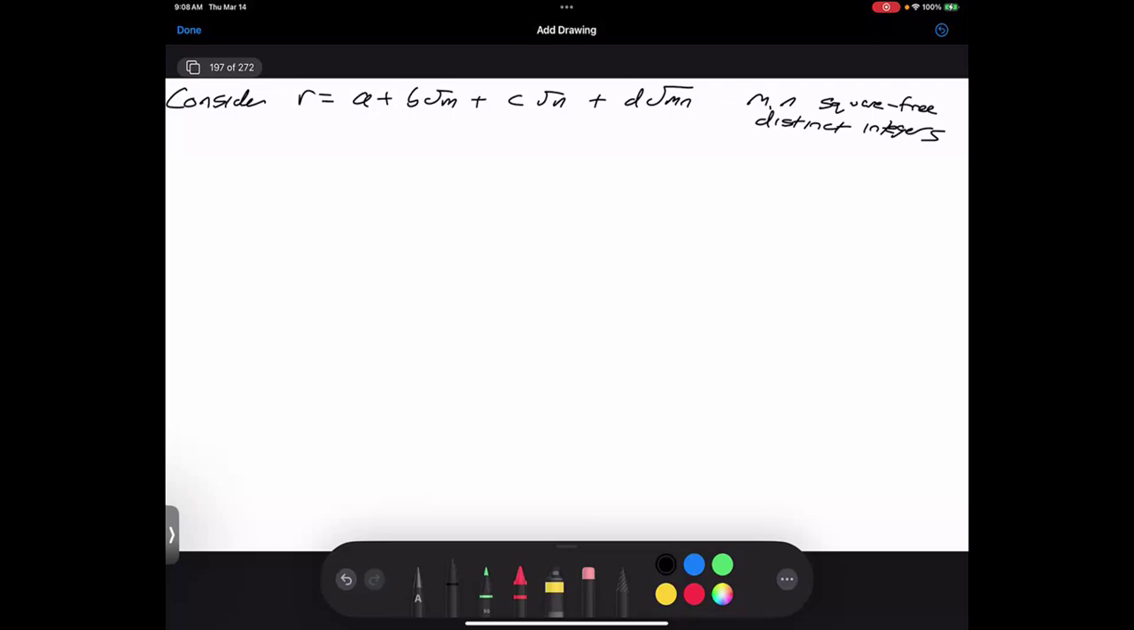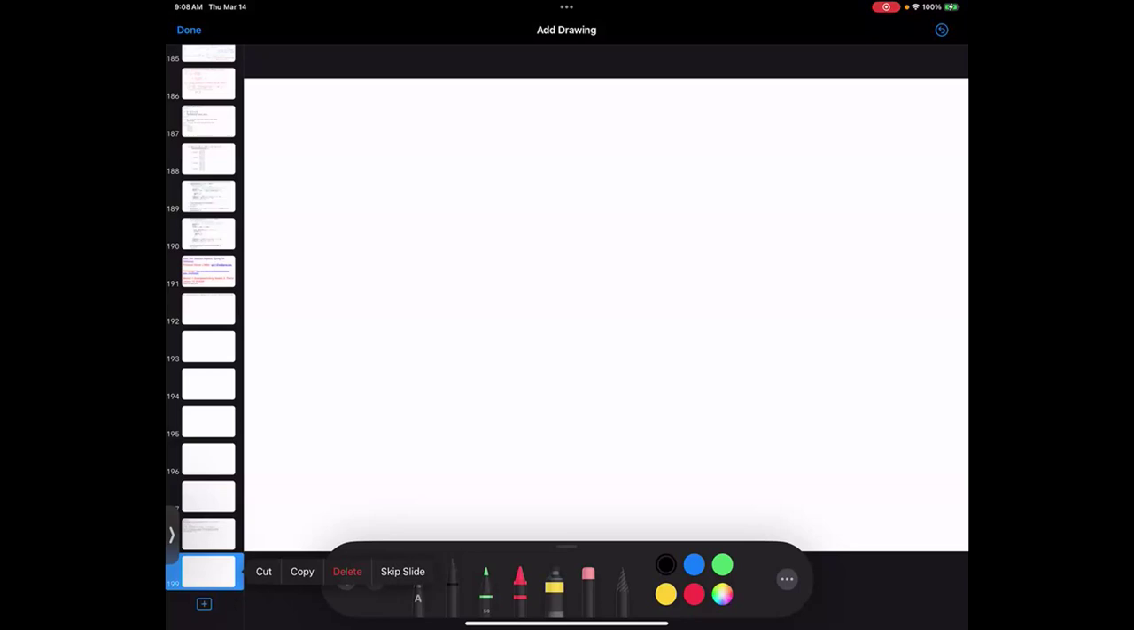I could choose specific values of a, b, c, d, m, and n, and that would make the algebra a little bit easier. I'm going to try to risk doing it in as much generality as possible so that we can write a really good computer program. Okay? So this is a chance to review some ideas from linear algebra.